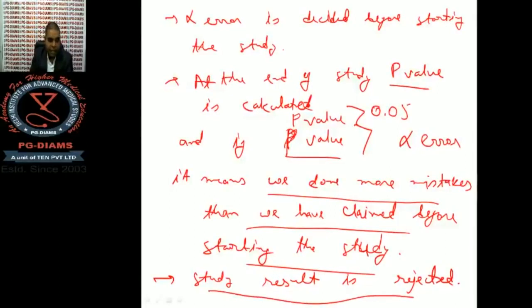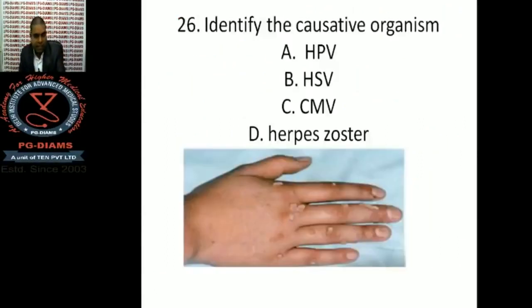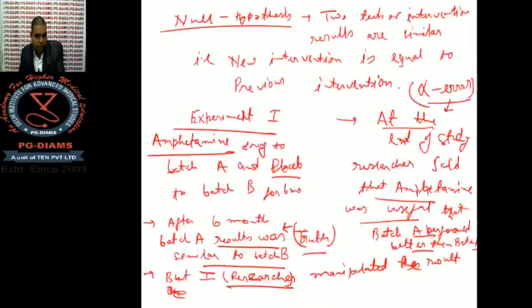In another word, if the study result is rejected, it means that we cannot conclusively say whether our drug is better than the existing drug or whether they both have the same result. We cannot say it conclusively. So let's revise the concept once more so that we can understand it completely.